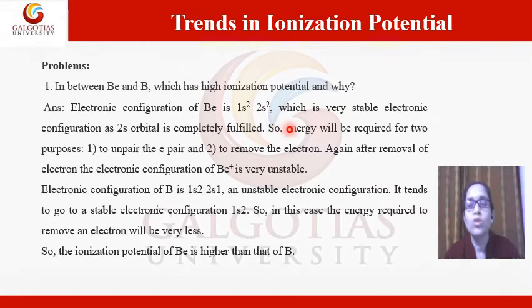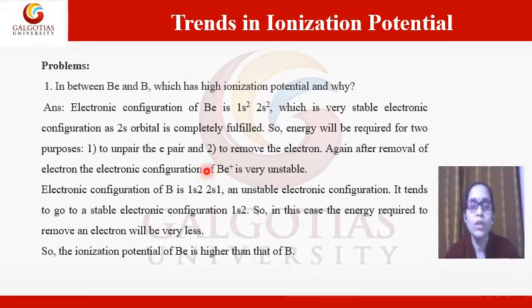So energy will be required for two purposes. That means to unpair this electron and to remove the electron. Again, after removal of the electron, the configuration of Be+ is very unstable. So more energy is required to remove the electron from this 2s orbital.